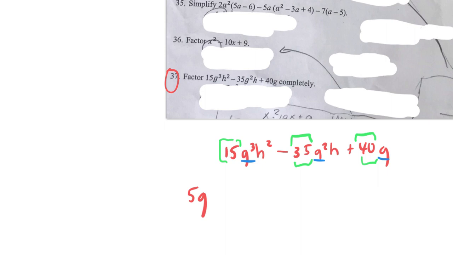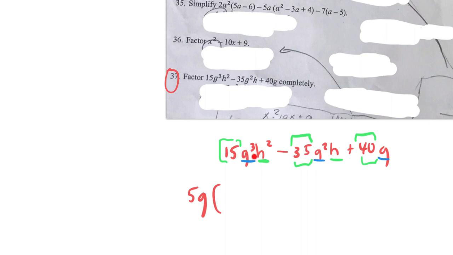Then I would focus on the h terms. And I would ask myself, what's the greatest common factor of h squared and h? But there is no h here. So we could find a greatest common factor between these two terms, but since there's no h in the third term, there is no way that h could be one of the common factors, which means we actually found the greatest common factor of this entire thing already.